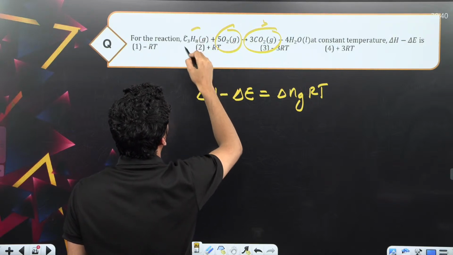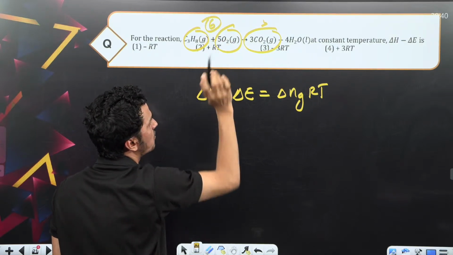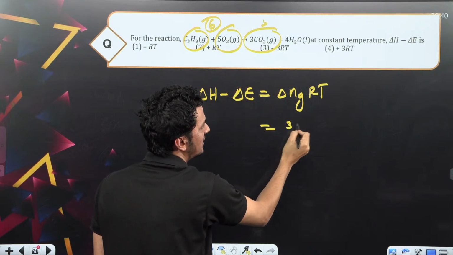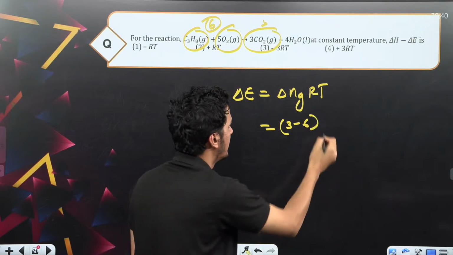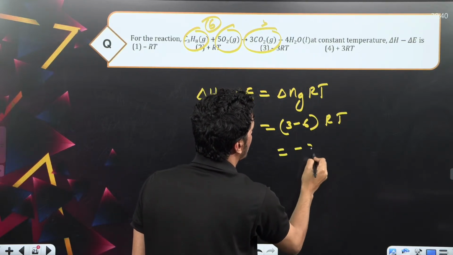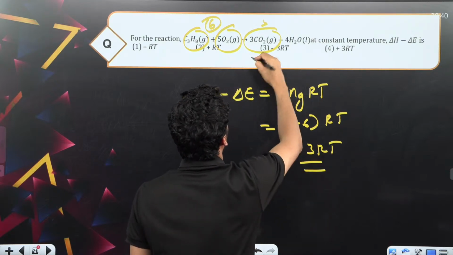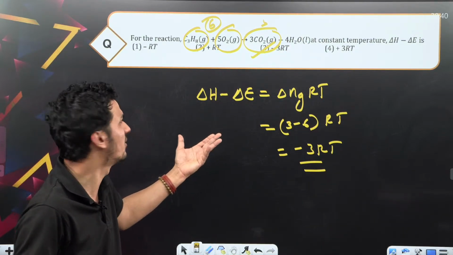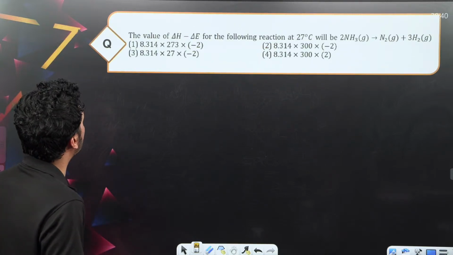Here 5, here 1. Total 6. 5 plus 1, 6. So delta Ng means 3 minus 6. 3 minus 6 into RT. That means minus 3 RT. So minus 3 RT means option 3 is the correct one. I hope it is a very easy one. Okay, if it's so, then we can move to the next question, guys.